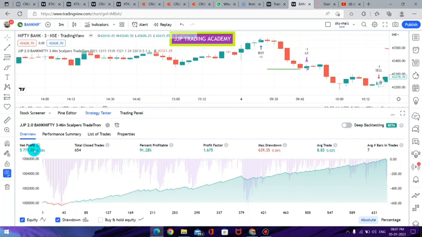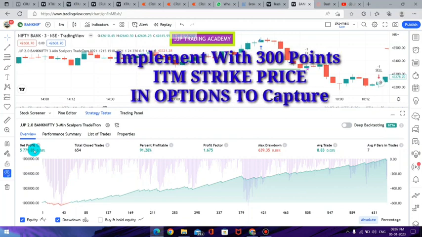So from Monday to Wednesday you can do with 3 ITM strike price, and on Thursday, kindly change the strike price to next week expiry. Then only the option decay will not be more, because our strategy is perfect with almost 91.28 percent accuracy. If you want to implement the strategy perfectly, with the points nearest to the index point, then surely you should implement the strike price at least with ITM strike price 300 points.